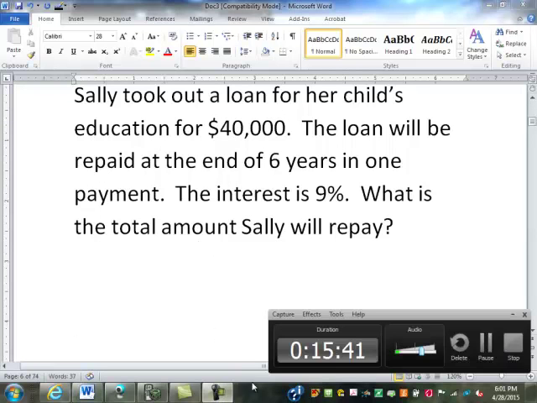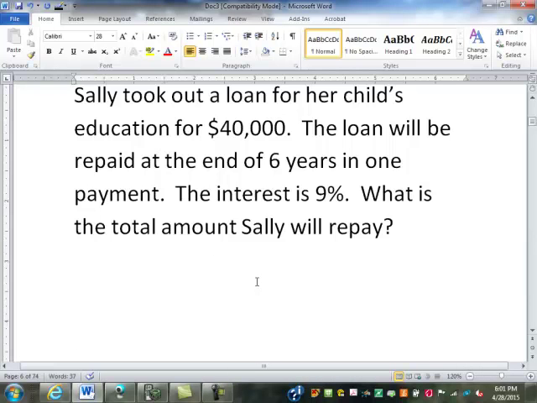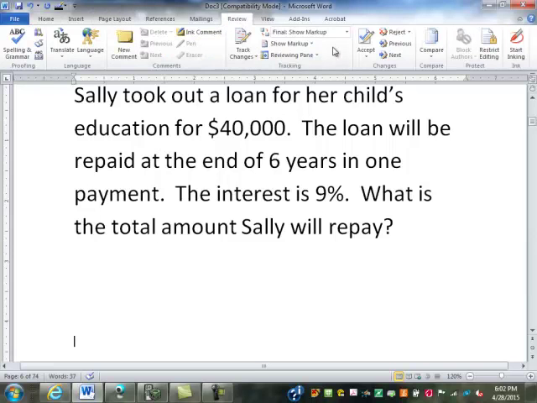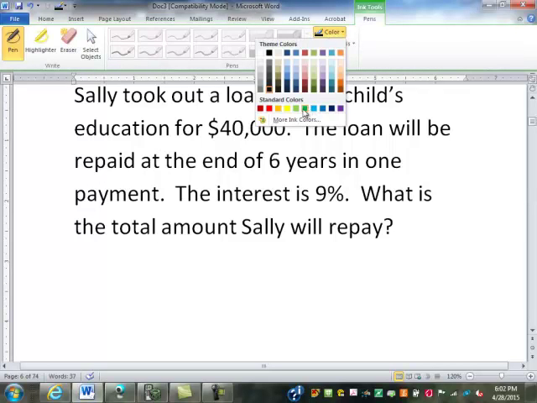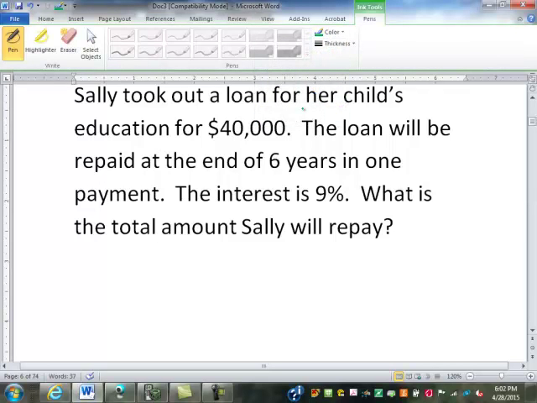Anybody have any idea what to do with this? What's that? It's simple interest. Very good. That's the first task, to figure out what we are dealing with. What is it? Simple, compound, annuity? This is simple interest. So our first step, interest, is PRT.